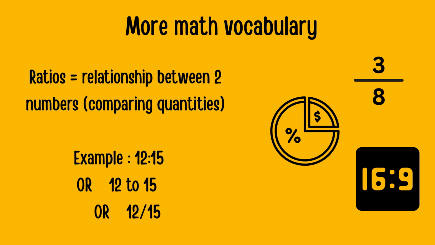Now, more math vocabulary will include the word ratio, which shows the relationship between two numbers, or comparing quantities. For example, you may see numbers written with colons, such as 12 and 15 as shown here. You would say this as 12 to 15 or 12 out of 15. Sometimes you'll see a pie graph or a pie chart, or you'll see a fraction that shows a part out of a whole.